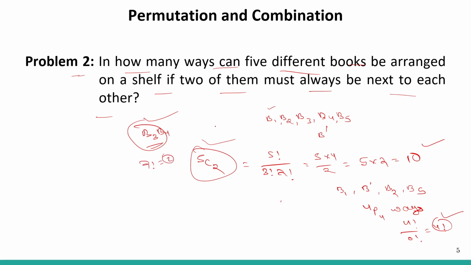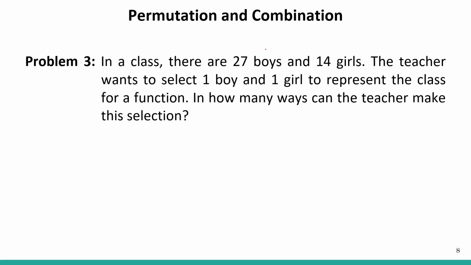So basically the answer to the question, in how many ways can 5 different books be arranged on a shelf if 2 of them must always be next to each other, will be 4 factorial into 2, which is 48 ways. Okay, so let's go forward to the next question, that is problem number 3.